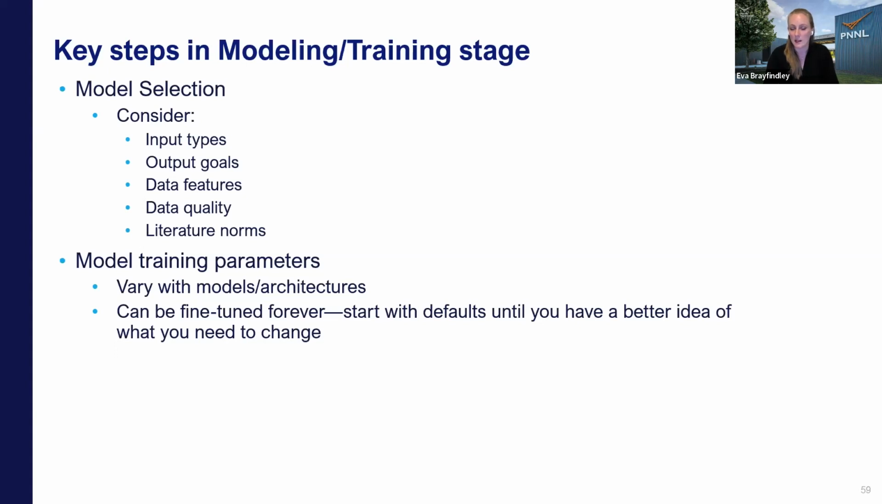One of the other things that you'll get into is model training parameters. So how you train that model, how you transfer it to your task, things like that. And those are going to vary with the models that you look at. They can also be fine-tuned absolutely forever. You can always go from 99.6% accuracy to 99.7, but it may not be worth it to do that until you really need to. So start with some defaults until you get a better idea of what you need and the level that you need to do it to.